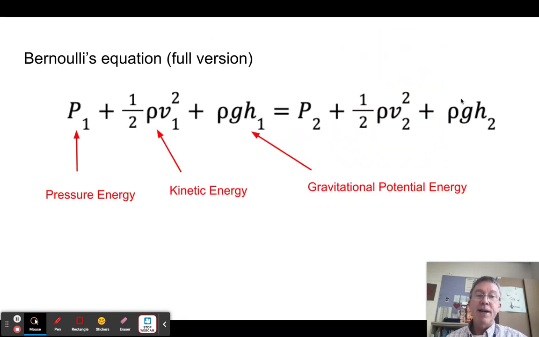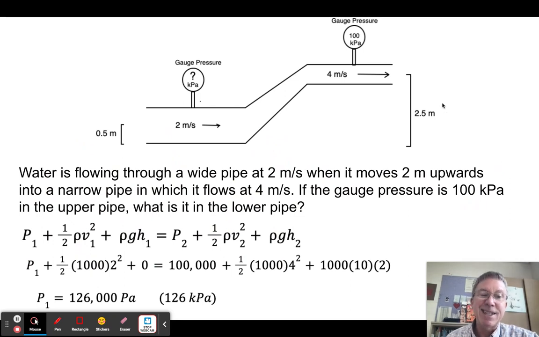Okay, now let's move a little bit farther into this. We could also have a change in height here. So the fluid could be gaining or losing gravitational potential energy, which is a form of energy we need to take into account. So I have pressure energy, kinetic energy, and gravitational potential energy per unit volume, which is the same thing as its hydrostatic pressure. So I'm just expanding the equation by putting this expression for gravitational potential energy on each side. Let's see how this works out then. This is kind of a classic setup that you'll get, and you probably will have to solve one of these on your test.